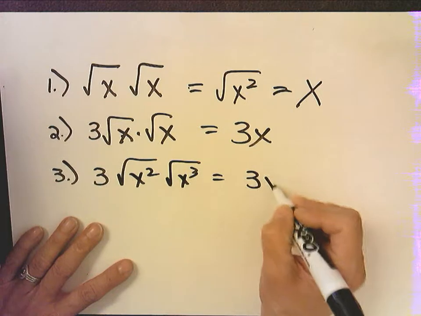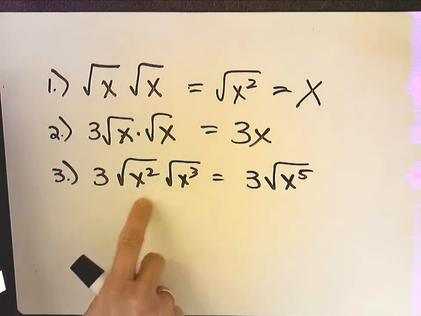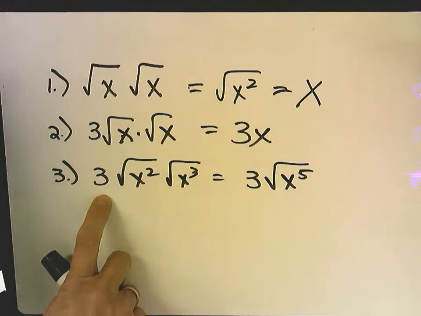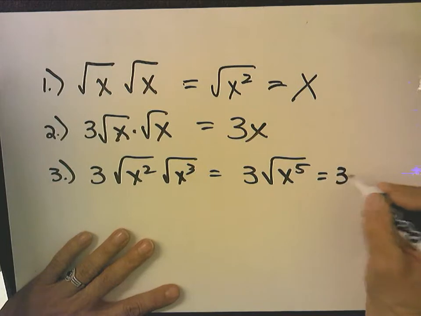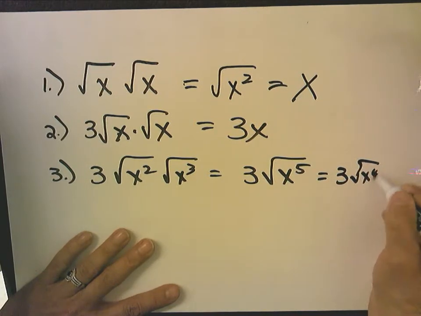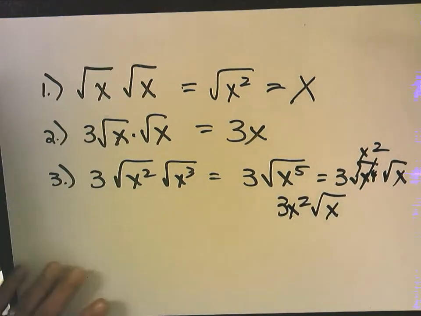That becomes 3 root x to the fifth. What's underneath the radical multiplies what's underneath the radical. What's outside the radical stays outside the radical. So this becomes 3 root x to the fourth root x. That becomes x squared. And our answer is 3x squared root x.